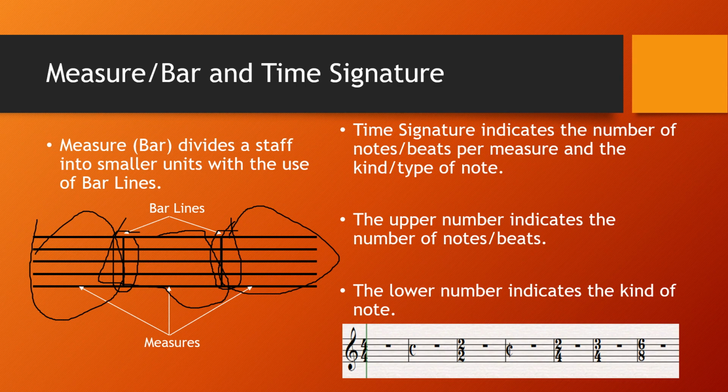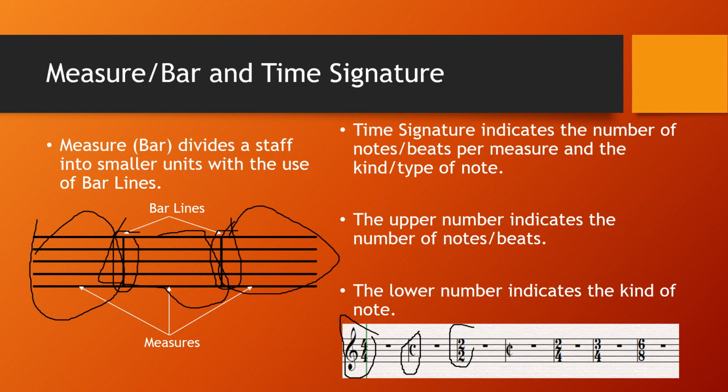Time signature indicates the number of notes or beats per measure and the kind or type of note. The upper number indicates the number of notes or the number of beats, while the lower number indicates the kind of note. So we have an example here. This is a 4/4 time signature. This is our common time signature represented with a C, which is the same as 4/4.